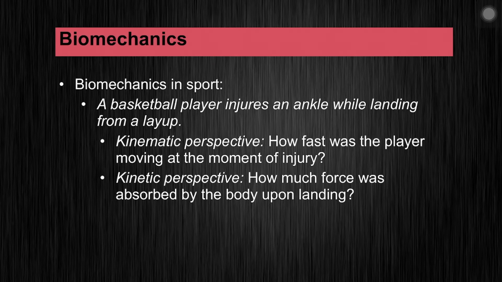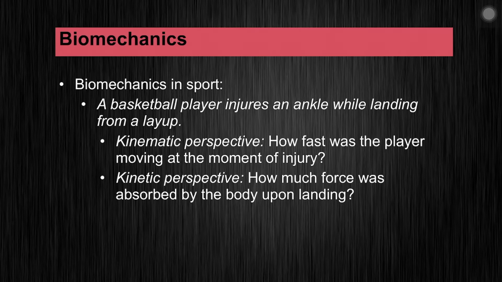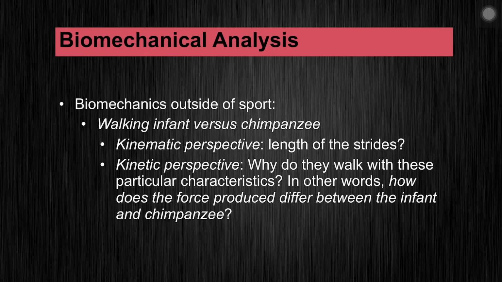In this case, the example is a basketball player who might injure her ankle while landing from a layup. From a kinematic perspective, how fast was that player moving at the moment of injury? So we want to know the velocity. How fast was she running when she planted her foot and took off? How fast was she moving when she impacted the ground, and was it single leg or double leg? From a kinetic perspective, we want to ask the question, how much force was absorbed by the body upon landing? So we might want to consider the stress and strain relationship of her lower leg. We might want to consider how much force she was capable of absorbing the last time she was tested on a force plate. But outside of sport, biomechanics is important as well.